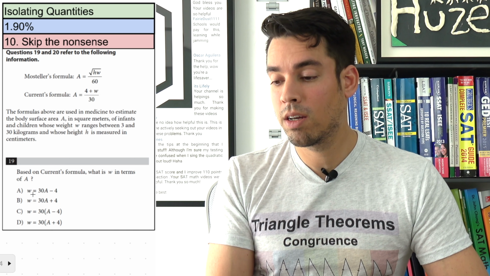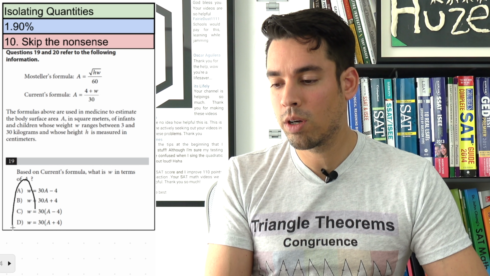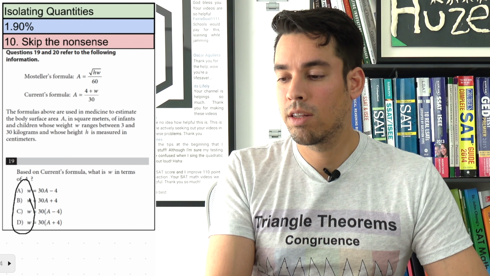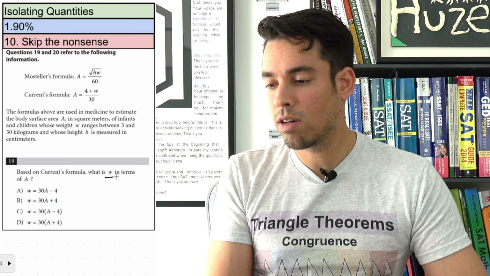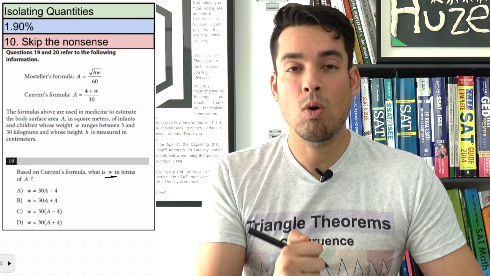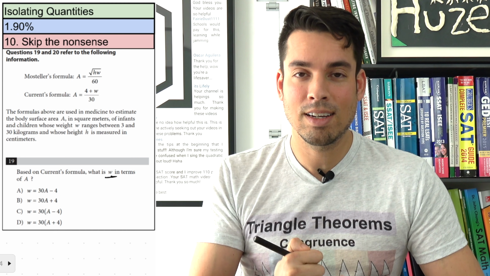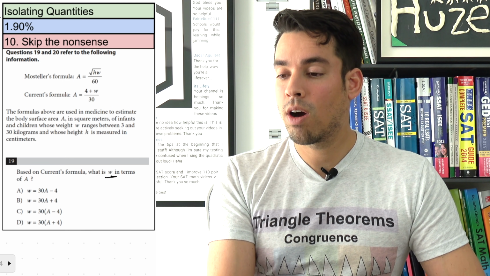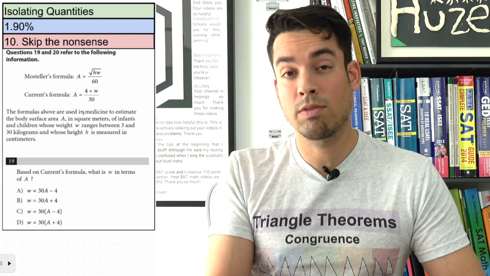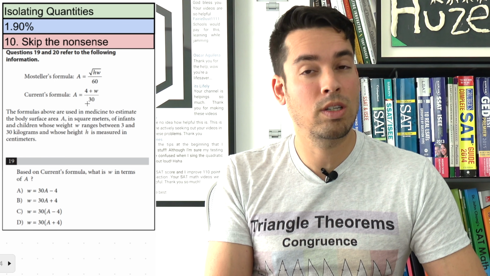So they have some formula, and you'll notice in every answer choice, they've got some variable equals blah, blah, blah, okay? And they'll also say, what is W in terms of A, or something like that, depending on what the variables are. All they want you to do is isolate, isolate, isolate. That's it. So I don't care what Current's formula is. I don't care what Musteller's formula is, however you pronounce it. I don't need to know the intricacies of the variables.